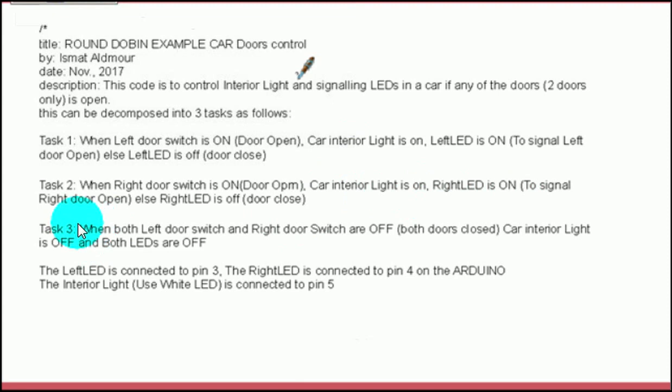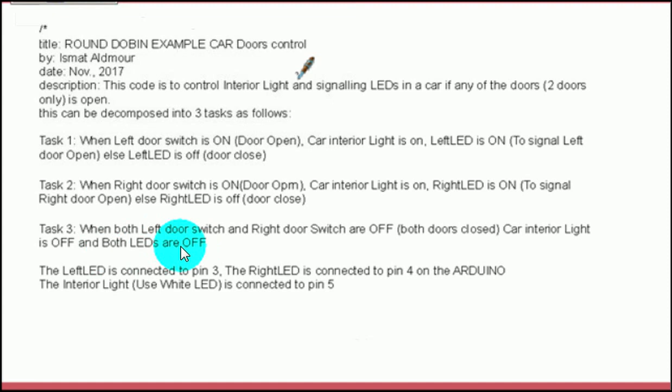Now task 3. In task 3, this is about the car interior light, switching off the car interior light. When both the left door switch and right door switch are off, which means that both doors are closed, the car interior light is off, and both LEDs should be off.